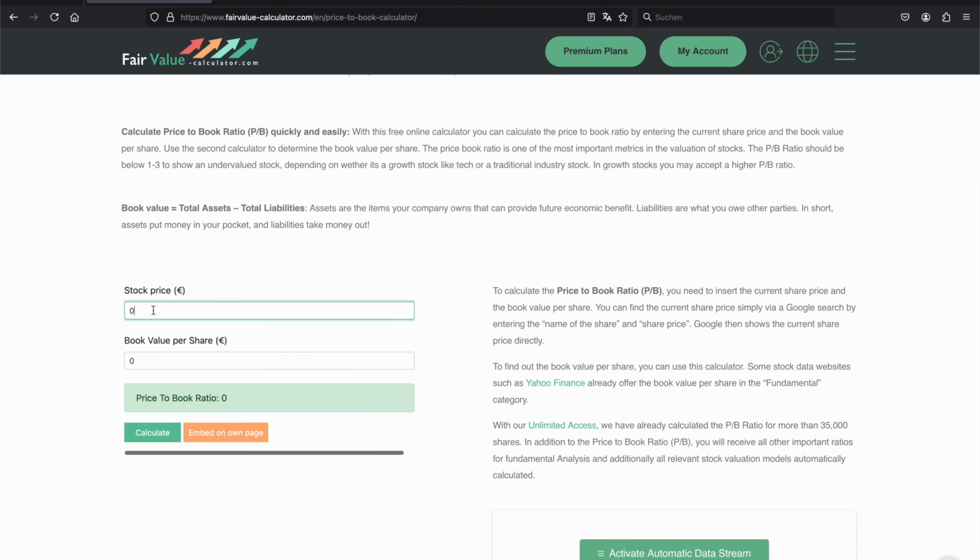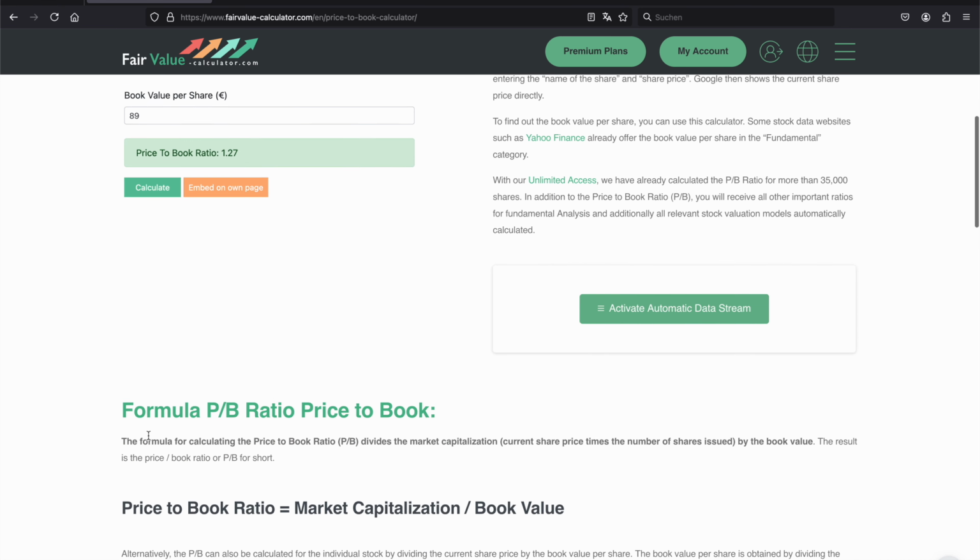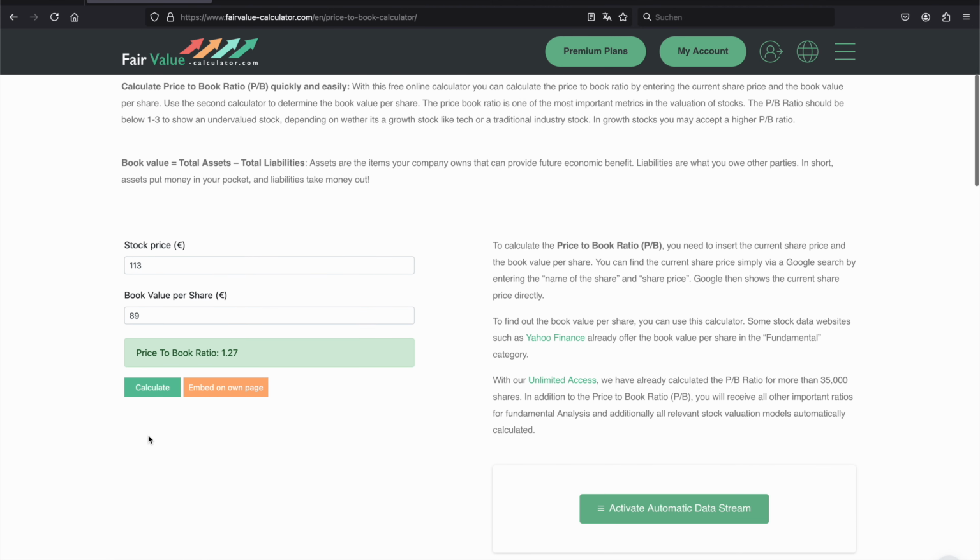On the calculator page, you simply input the market price per share, which can be obtained from financial platforms like Yahoo Finance, and the book value per share, which is usually available in a company's financial statements or calculated from its total equity and outstanding shares. With a single click, the calculator provides the P/B ratio, allowing investors to make quick and informed assessments.